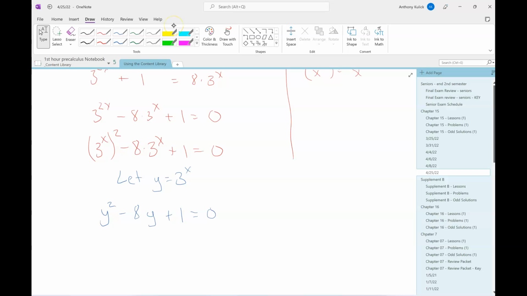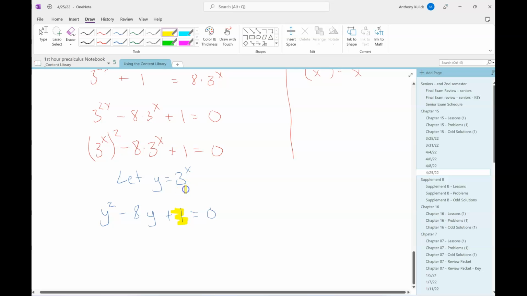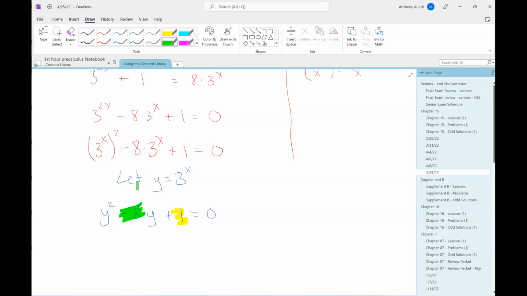Isn't it like adds to 8? So how does it go down? Multiplied to give me the constant, and then add to give me the linear coefficient. Are there two numbers that multiply to give me 1 and add to give me -8? I don't think so. Yeah, not integers. So what should we do?